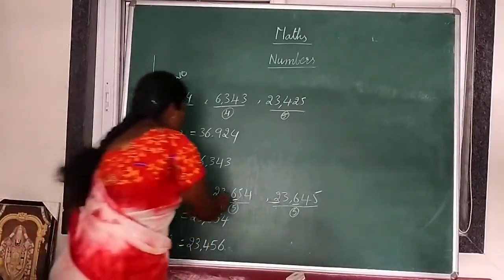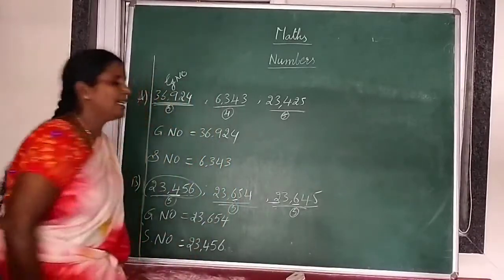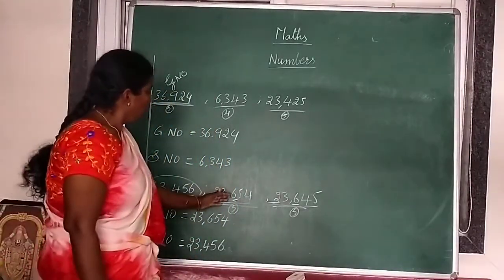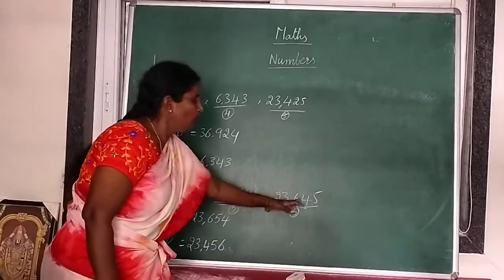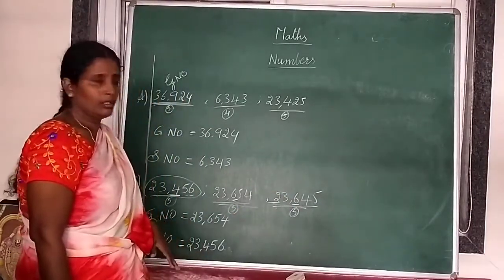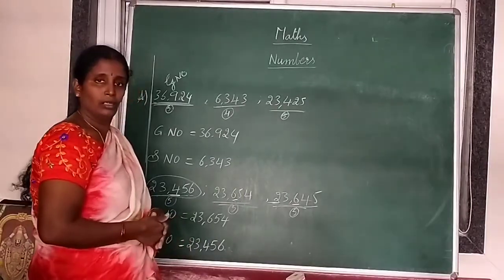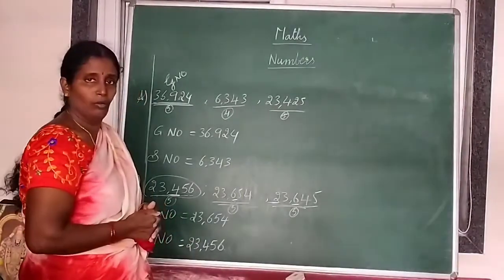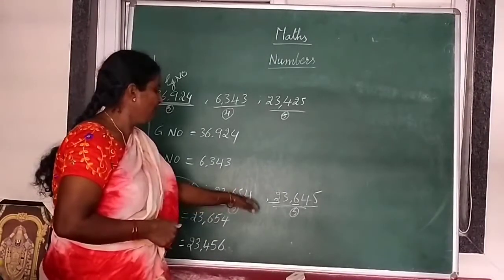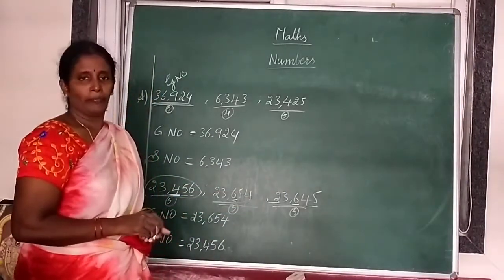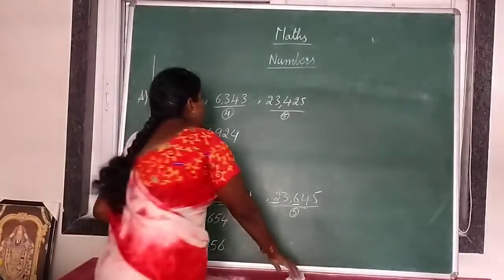Now from these two numbers we have to find the greatest number. So 6, 6 same now. So compare the next digit, 5, 4. So which is more? 5 or 4? 5 is greater than 4. So 23,654 is the greatest number. Understood? Yes.